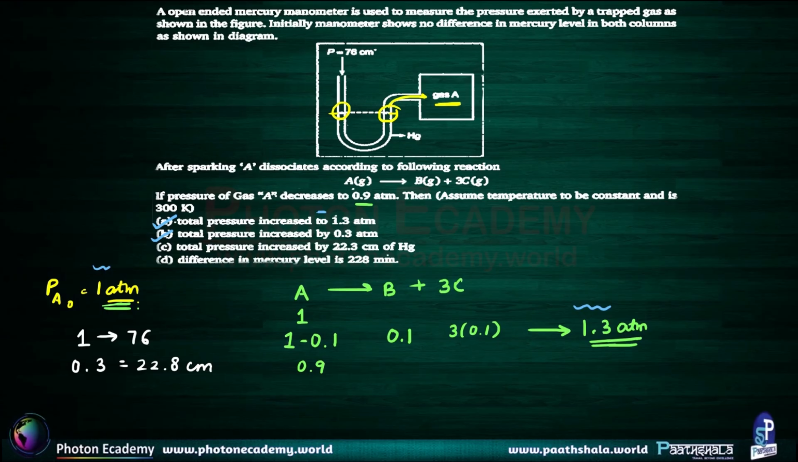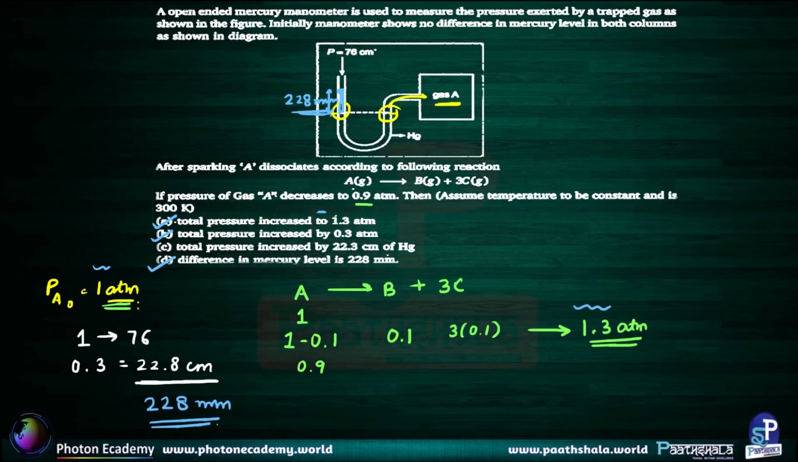Then we have option D, which says the difference in the mercury level is 228 millimeters. Now since the pressure difference corresponds to 22.8 centimeters, or this can be said as 228 millimeters, it implies that the difference in the level would be 228 millimeters, right, to account for the increase in pressure. So statement D is also correct. So the correct statements for this question are A, B and D.